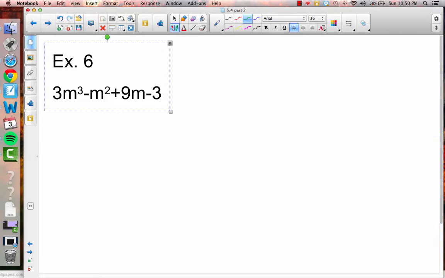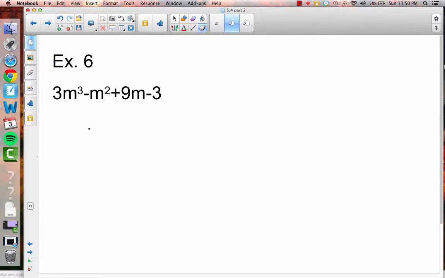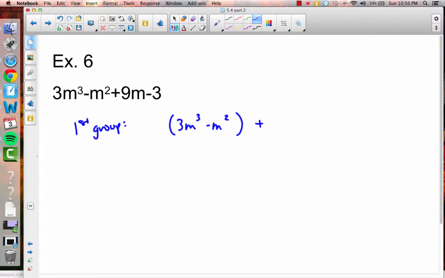All right, so I'm going to go through one more example, then I'm going to have you try a few on your own. So here we've got 3m cubed minus m squared plus 9m minus 3. Remember, first step is to group. So we have our first two together and our second two together, minus 3. And the second step is to find those GCFs. So in the first one we can take out an m squared, and we're left with 3m minus 1.